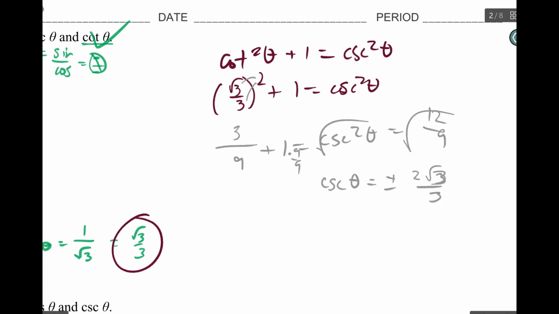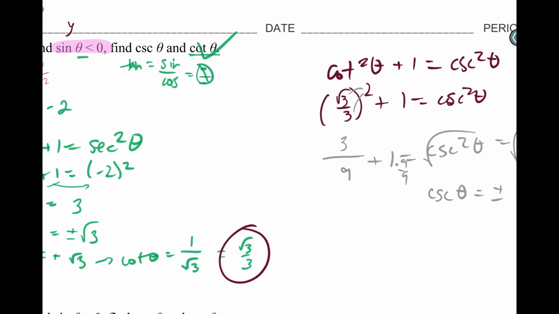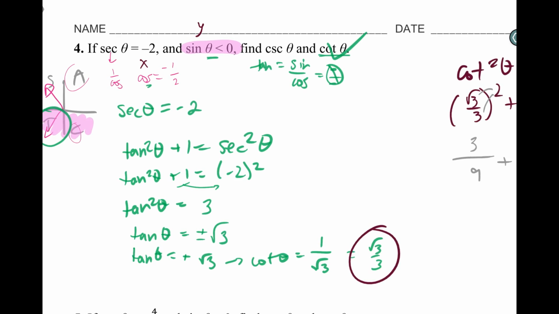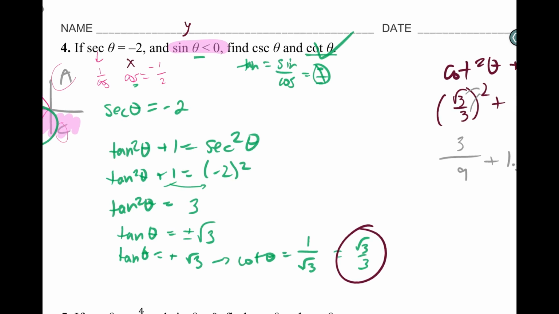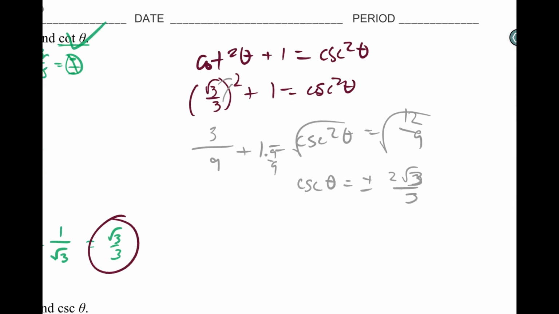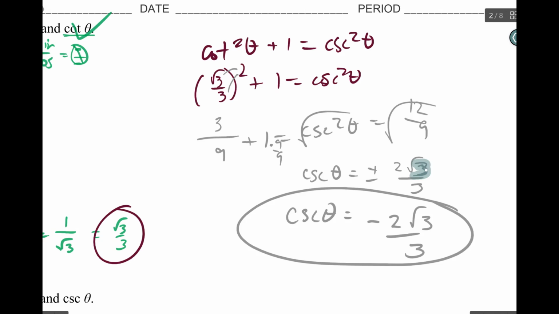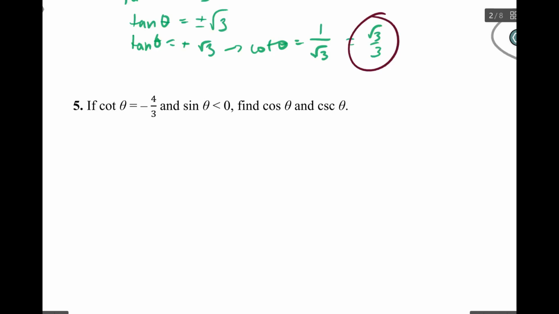Cosecant, should this be positive or negative? Cosecant is the reciprocal of sine. I know that sine is negative because it says less than 0, so this has to be negative. Cosecant theta is negative 2 square root of 3 over 3. Alright, let's try the next one. Pause the video, try this out yourself, and then you can come back to see the explanation.